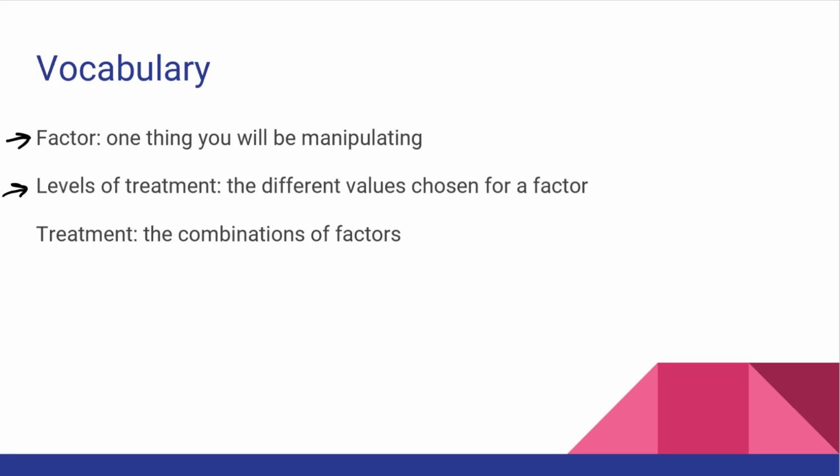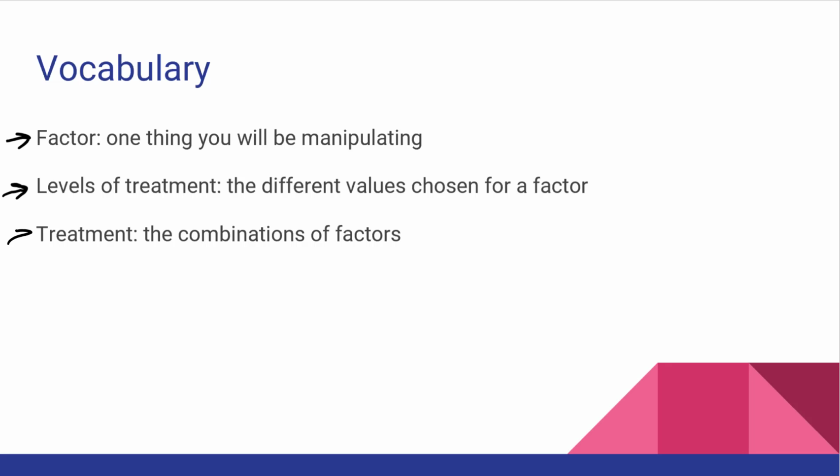Next, we have the levels of treatments. So this is the different values that we choose for each factor. So now that we have our factors, so amount of water or amount of sunlight they're getting each day, the levels is what values we choose for each factor. So an example of levels of sunlight would be 10 hours of sunlight, 6 hours of sunlight, 8 hours of sunlight a day. Those would be our levels for sunlight. And then for water, we could say 100 milliliters, 200 milliliters of water, etc.